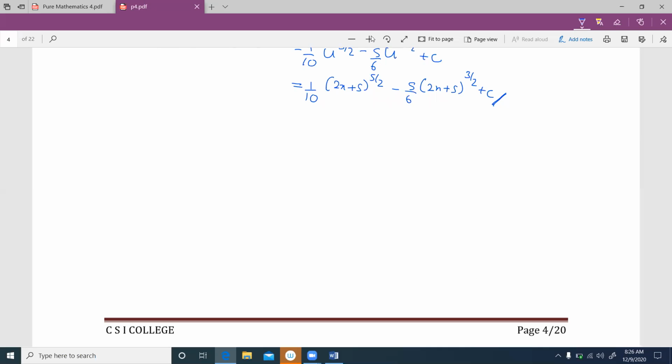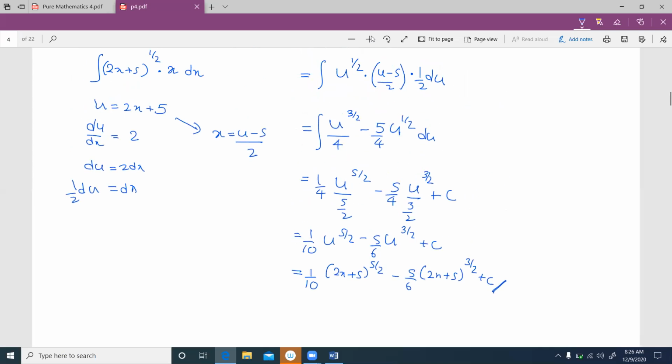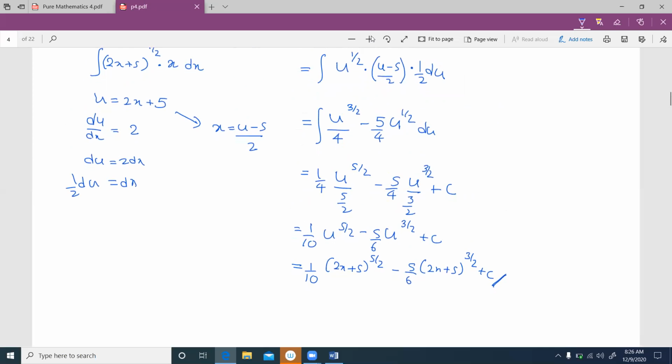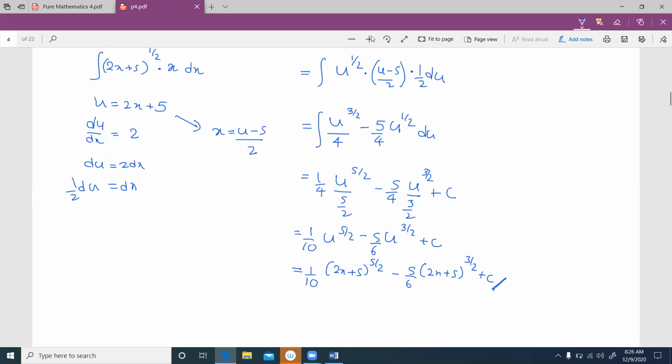Then in part B, they ask you to do the same question with a different substitution. That is what I mentioned: sometimes we use different kinds of substitution to do the same question. Both may be successful; sometimes only one may be successful. Let's go to the next substitution.